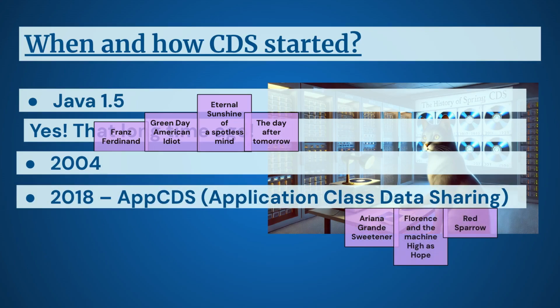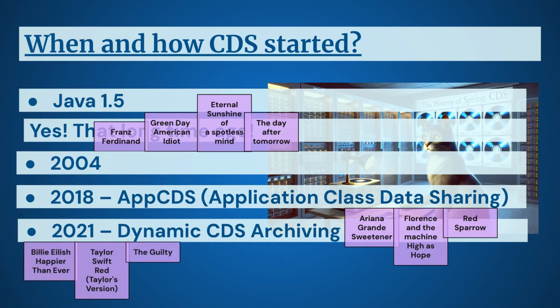In 2018, CDS evolved to allow application class data sharing. And what this means in short, and we will see that later in the presentation, is that the file that is created, that is our data sharing class, also was able at this point to add classes specific to our application and not just the JVM. And to get an idea of what happened at that point, Ariana Grande released an album, Florence and the Machine released one too, and the movie Red Sparrow was released.